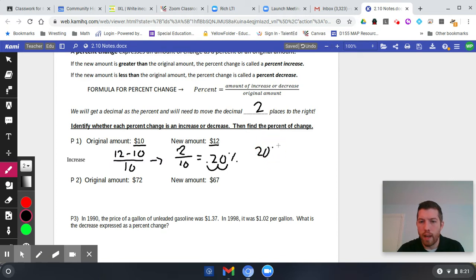Another way you can do that is if you take the 0.2 and multiply it by 100 in your calculator, you're going to get the answer. So basically it's moving it 2 places to the right, right?